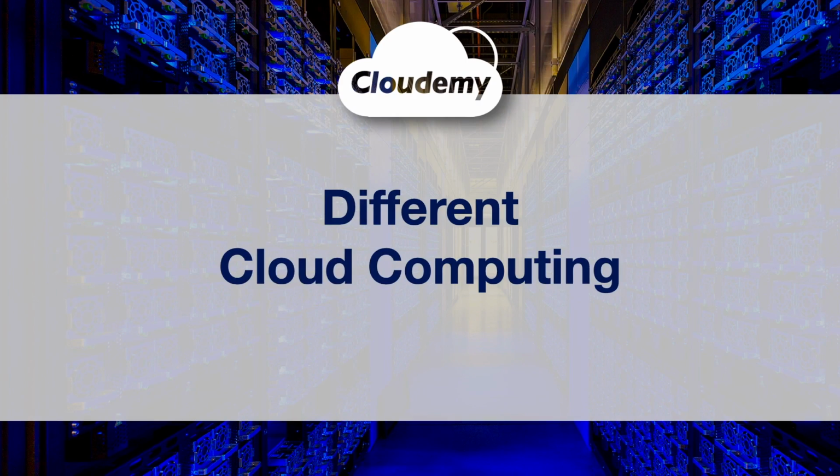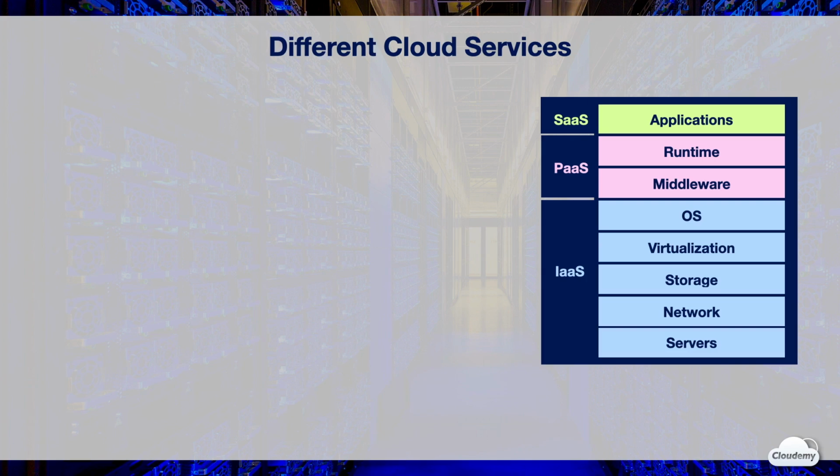In this episode, we're going to look at different aspects of cloud computing. There are a few types of cloud services, such as software as a service or SaaS, platform as a service or PaaS, infrastructure as a service or IaaS, and newcomers like function as a service and container as a service, which you can consider these new terms as PaaS.